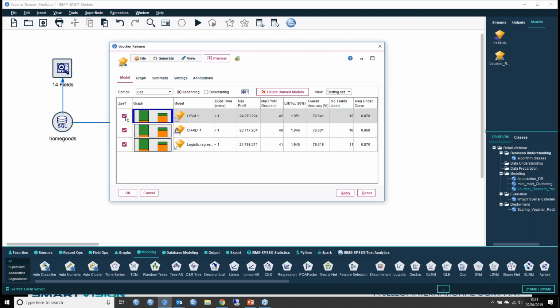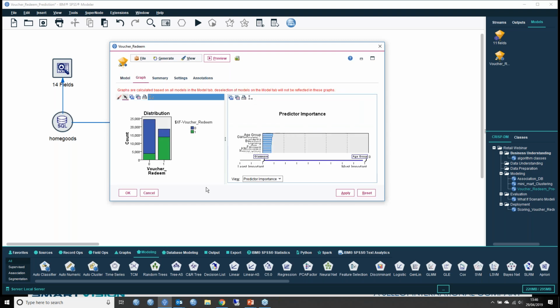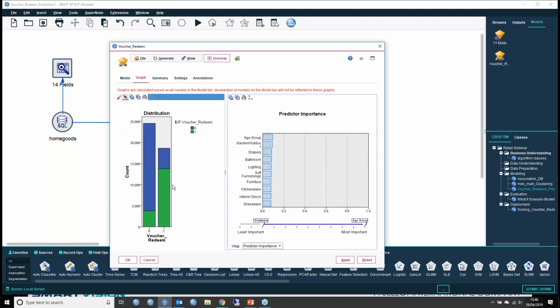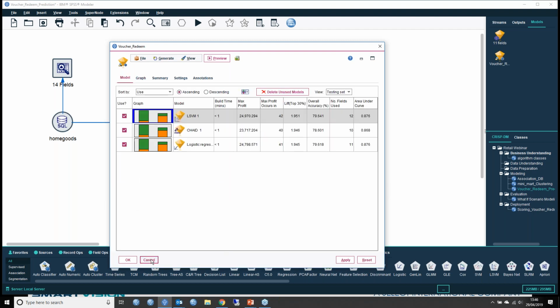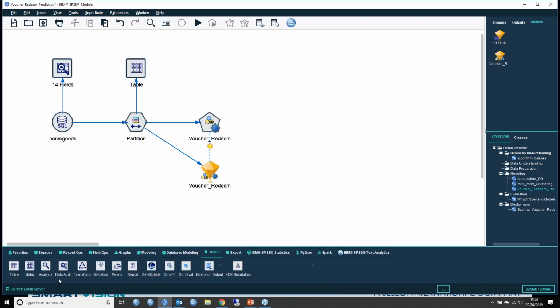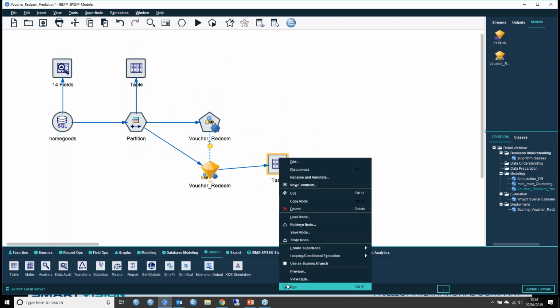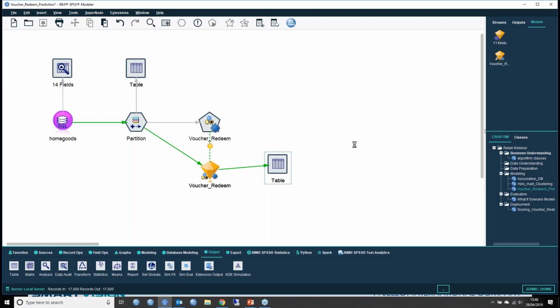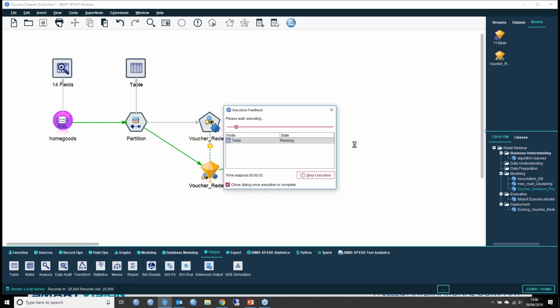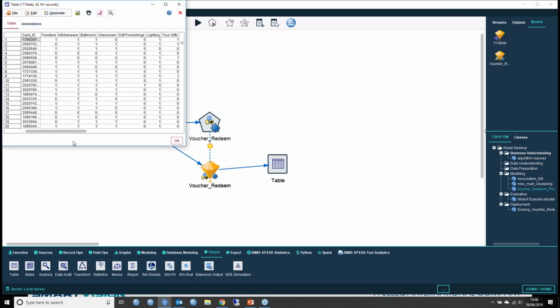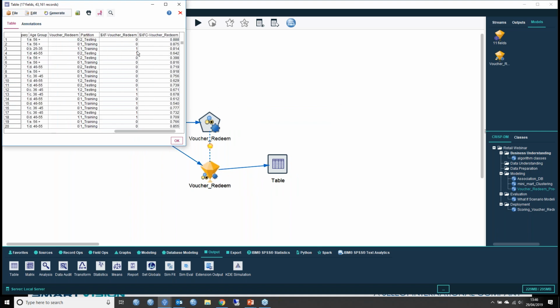You can see here also that it says use, so it's actually ticking all 3 of these groups. That means it will use all 3 models here, all combined together to come up with a prediction. So when I connect up an output, a table, to this, I can see what prediction it creates. And the prediction, just like beforehand, has a $ sign in front of it. And this is the prediction: I predict this person to be a redeemer.